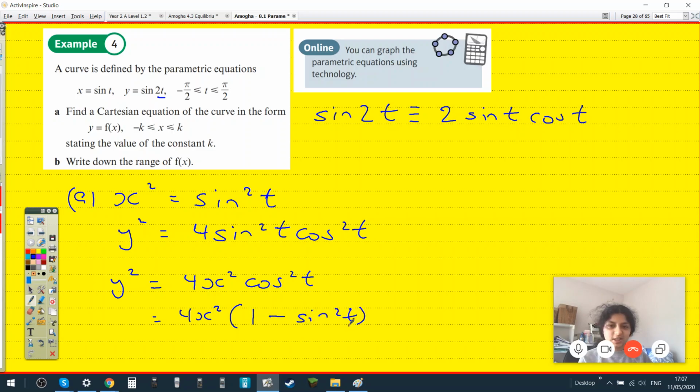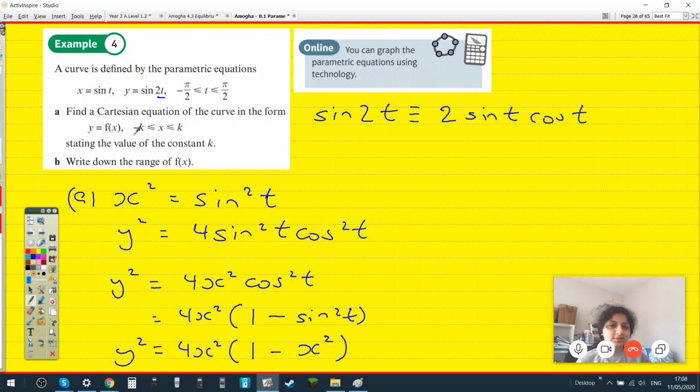And then you could just expand it. Let's not expand it. Let's just leave it like that. 4x squared times 1 minus, and sine squared t was x squared. Great. That worked out. Range.